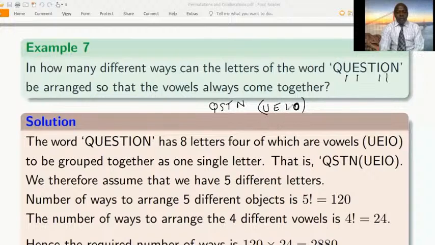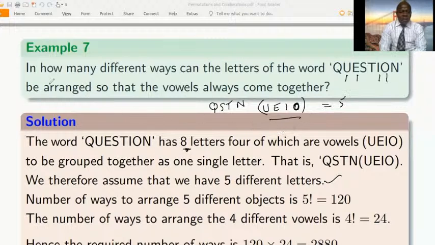So we want these vowels, therefore, to be considered as one letter, so that we have 1, 2, 3, 4, 5 letters. Although we had 8, the vowels are considered as one letter now. And that's why I've written here that we therefore assume that we have 5 different letters when we are regarding the vowels as one letter. So there were 8, but now since the vowels are one letter, we now have 5 letters.